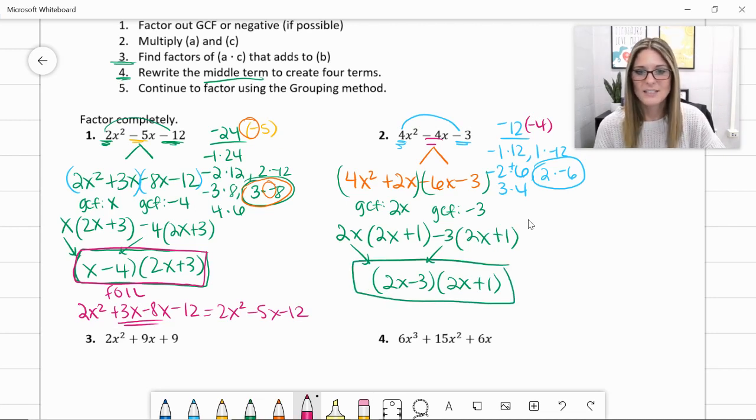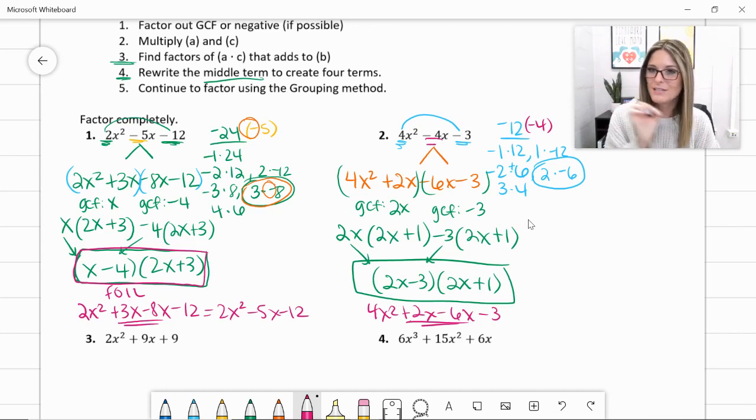You can check it. You can use FOIL, and we would get 4x squared for the first. Outer is going to give me a 2x. Inner is going to give me negative 6x, and last is going to give me negative 3. Combining the like terms right there in the middle gives us a negative 4x and brings us all back to the original problem. So I just checked it, and it looks great.